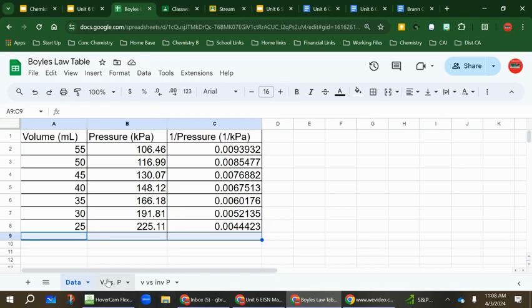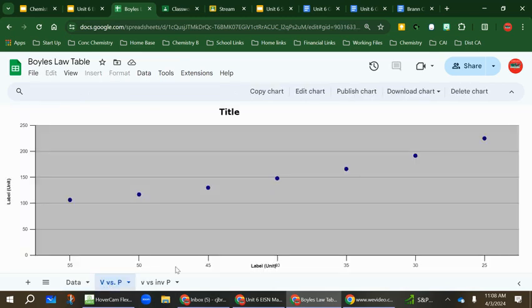Now, down at the bottom here, I have two graphs for you. Let's click on the first one, P versus V. Okay. Now, if you look at this line, ladies and gentlemen, this is a graph of volume versus pressure. Which one did you control in the experiment? We control volume. That is why it is on the x-axis.